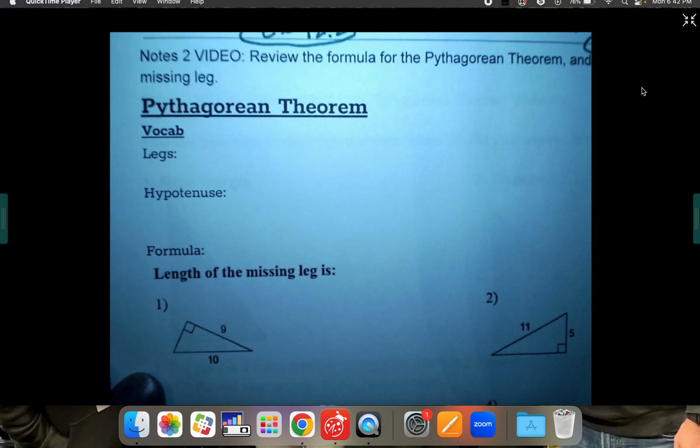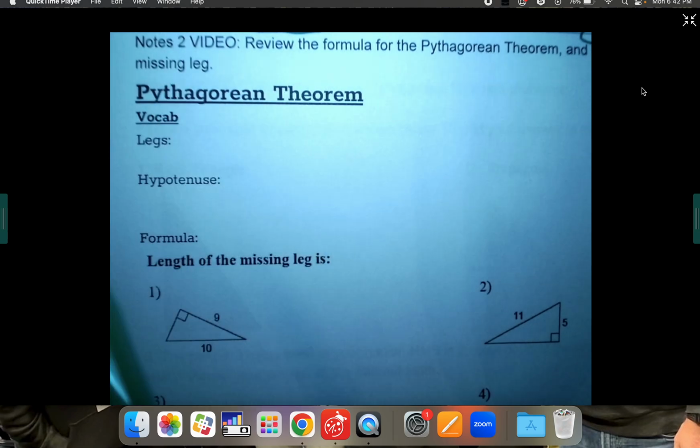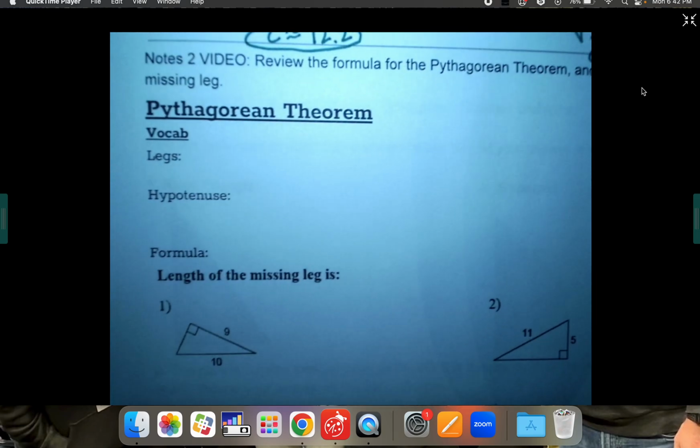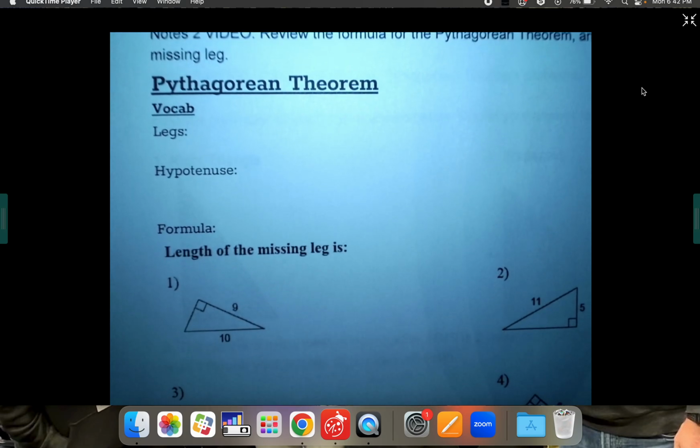Okay, for your video number 2 of notes for the Pythagorean Theorem, I have the vocab here again, along with another picture of how you can use the Pythagorean Theorem in a right triangle, just because I want you to keep coming back to what the Pythagorean Theorem is and when it is used.